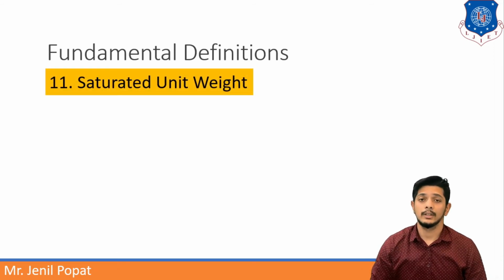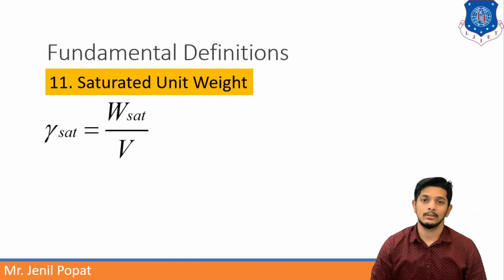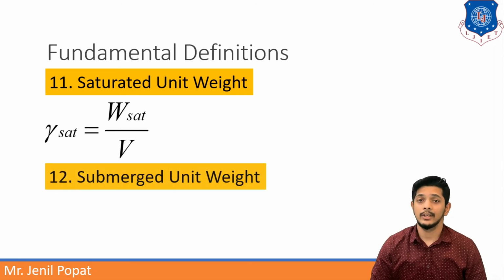Saturated unit weight. Saturated unit weight is denoted as gamma sat or gamma saturated is equal to W sat upon capital V. W sat means weight of saturated soil mass and V means total volume. Hence, it can be defined as the ratio of weight of saturated soil mass to the volume of total soil mass.